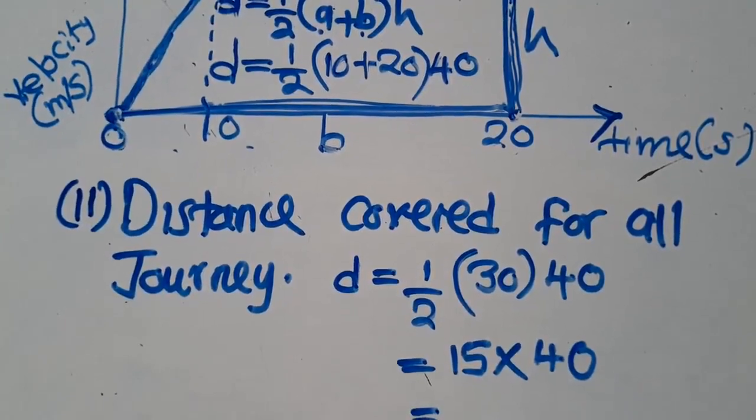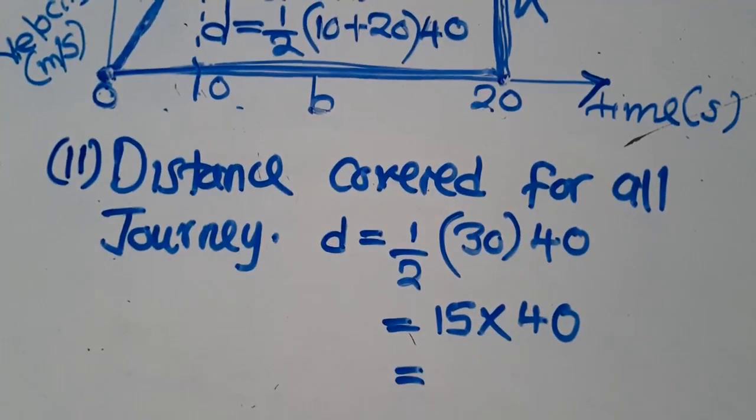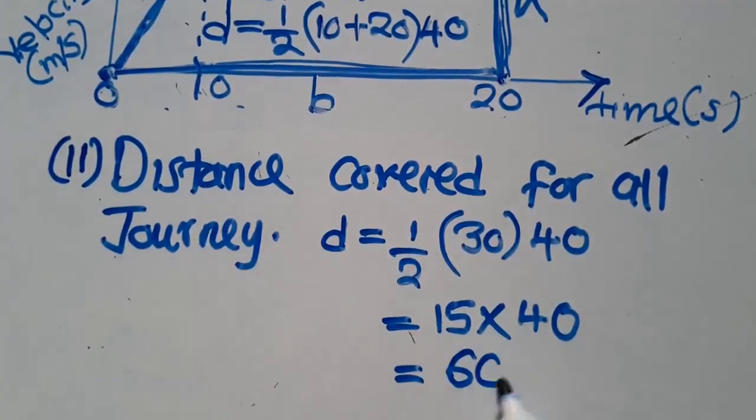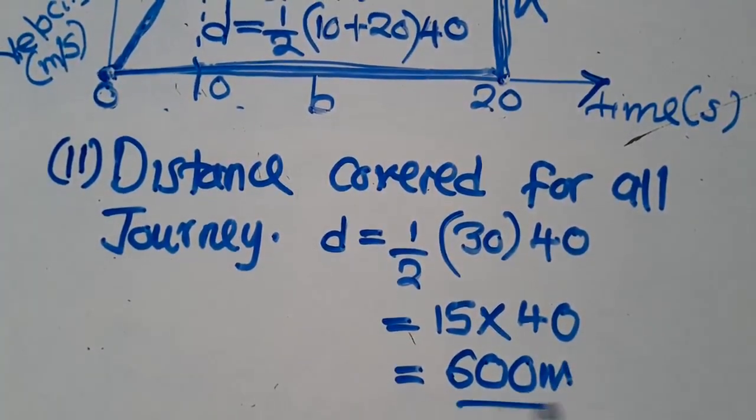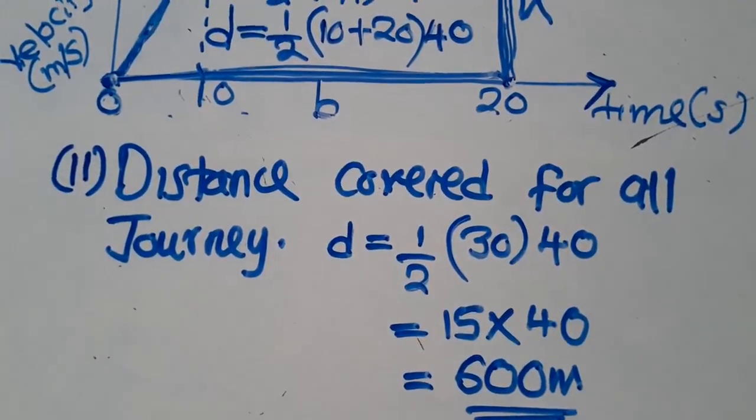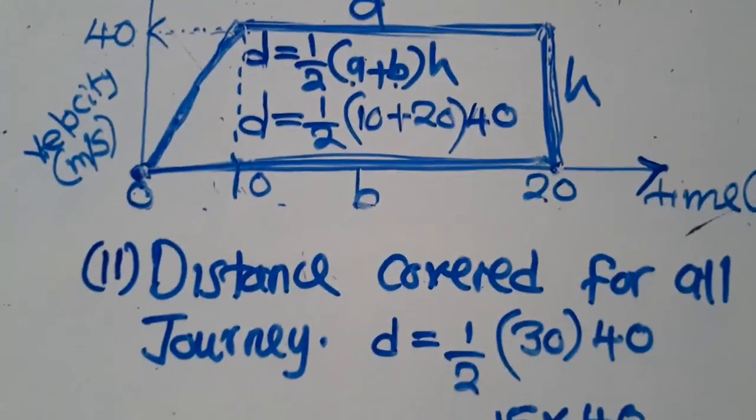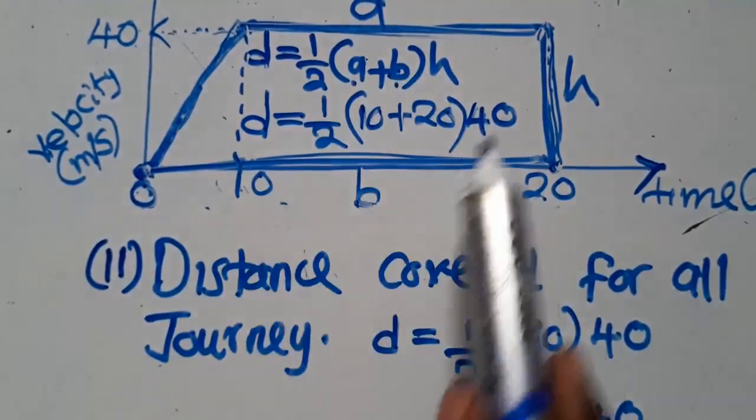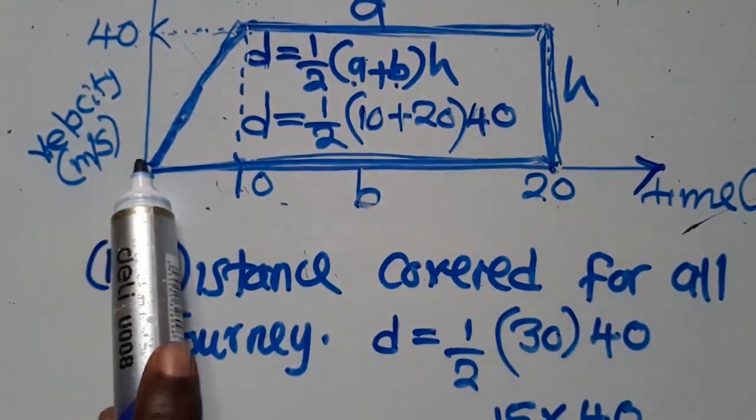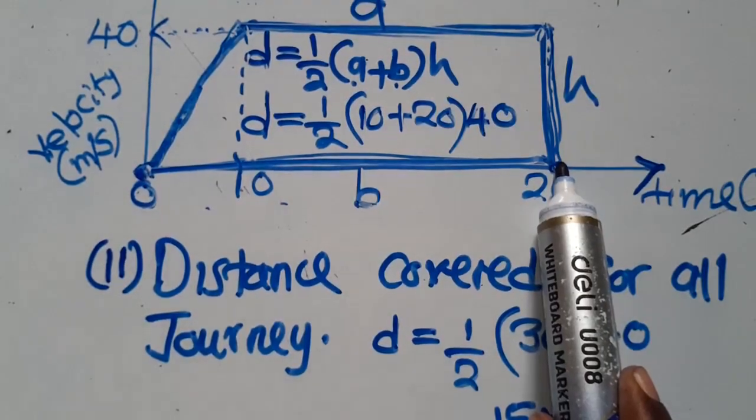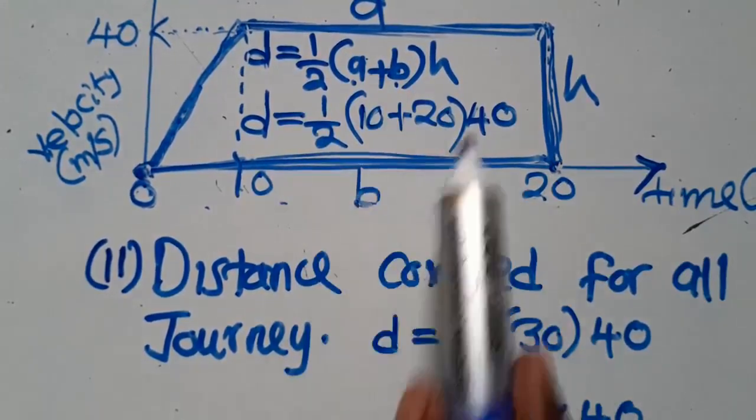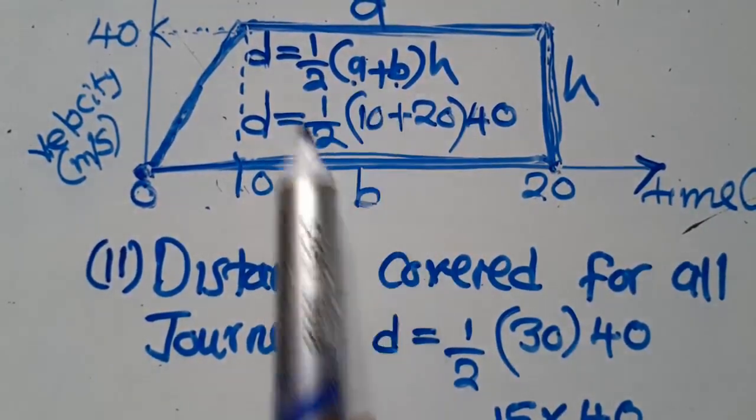What answer are you getting? This is physics, so we are allowed to use calculators. You can use a calculator there. It is 600, so you say 600 meters. This is the distance covered. Just like this, you are done. So for this to move from here to there, it covered a distance of 600 meters.